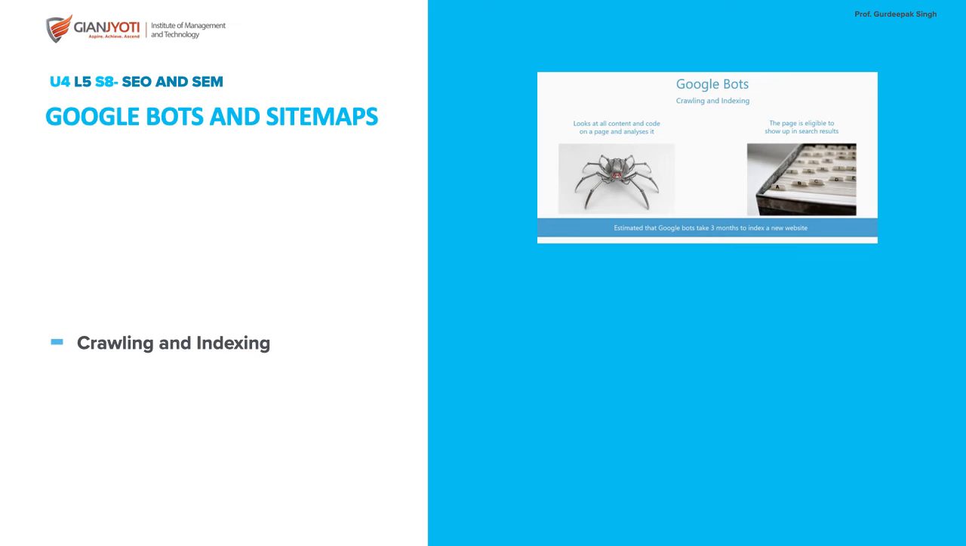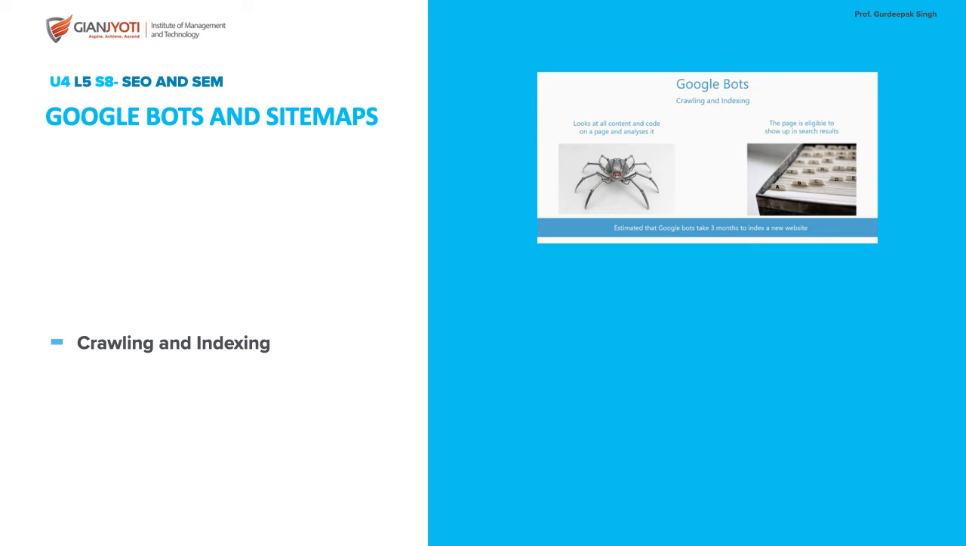What is crawling? It looks at all the content and code on a page and analyzes it, and then it indexes that, right? And you have seen the ranking factors. So based on that, it puts the indexes. The page is eligible to show up in the search results or not. So these bots are going to do that.